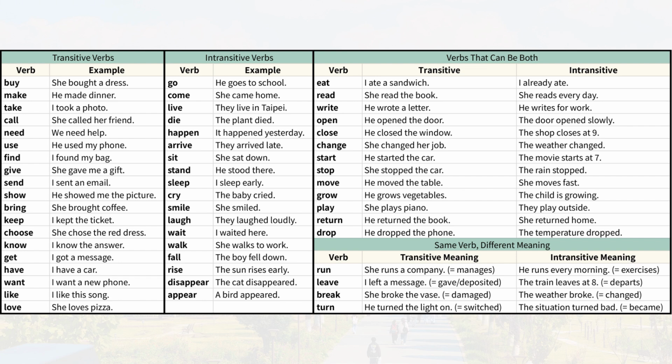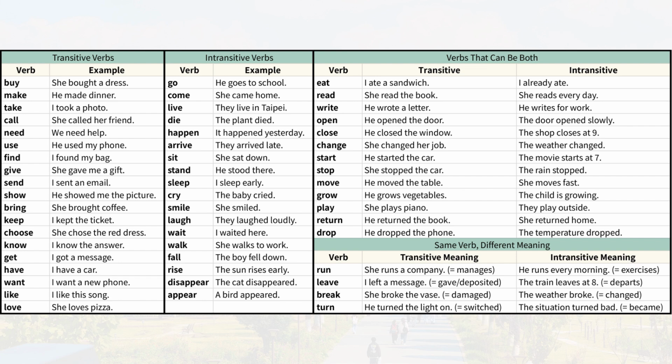Intransitive verbs do not need an object. Go. He goes to school. Come. She came home. Live. They live in Taipei. Die. The plant died. Happen. It happened yesterday. Arrive. They arrived late. Sit. She sat down. Stand. He stood there.